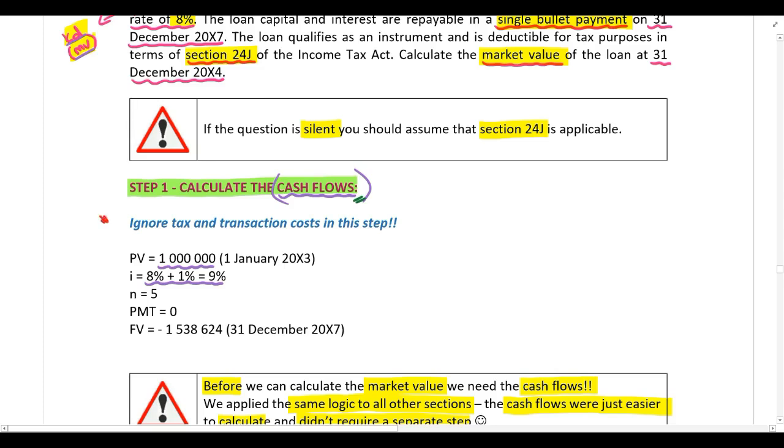Then please note this is extremely important. In step 1 of your calculation, you should ignore tax and transaction costs. So I'm using the interest rate over here before tax. I'm not multiplying by 72% to get the after-tax rate. All of your calculations in step 1 are before tax.